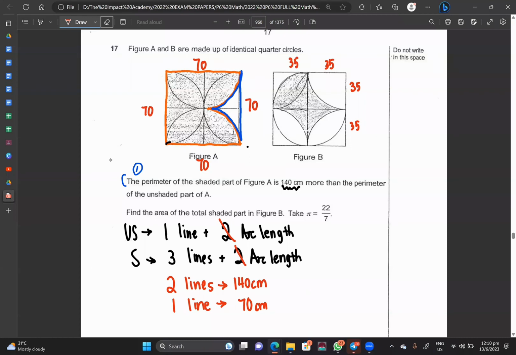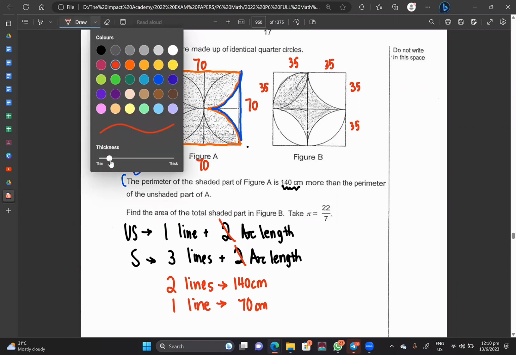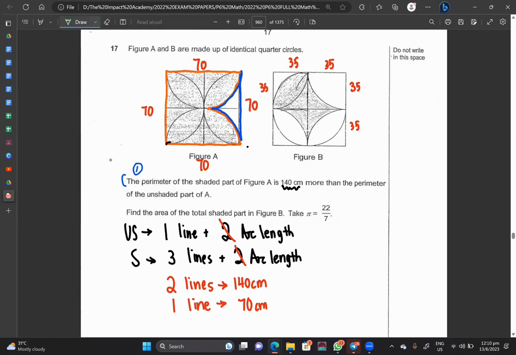What I'm trying to do here is make sure I know all of my measurements. Once I'm done with that, I want to read the question. The question says the area of the total shaded part in B. When I look at this, the first thing I can see is the quadrant. Can you see the quadrant? This is the area that I can find first. So maybe let's call this A. I want to name it so that it's easier for me.